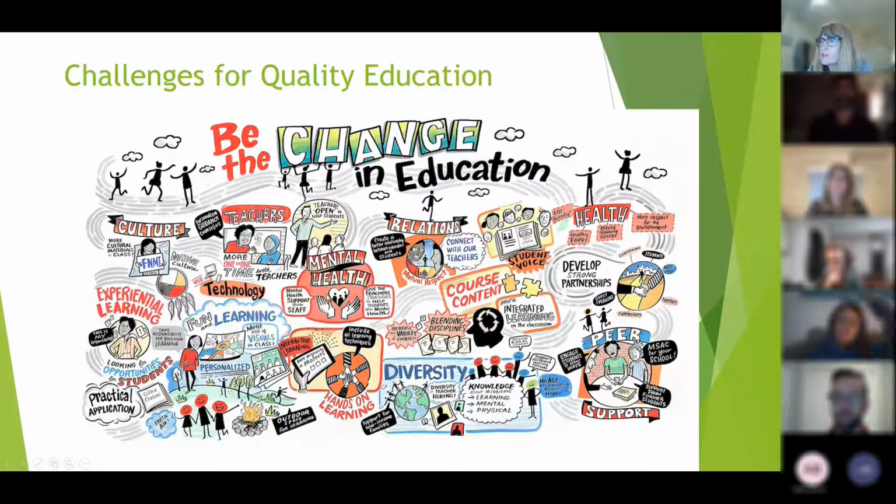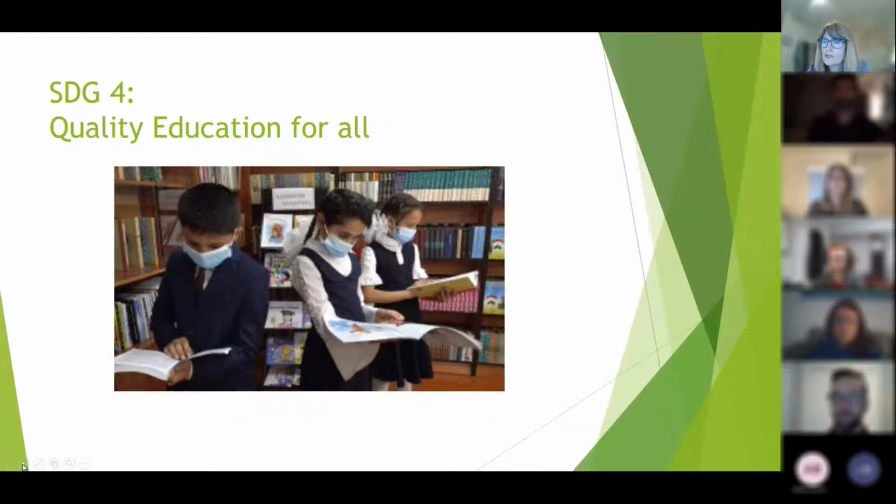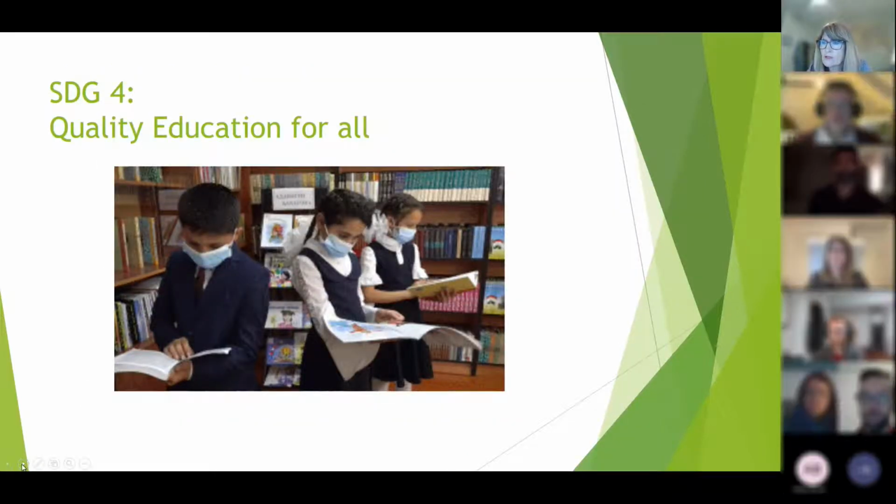How can we manage the mental health of students? Each one of these pictures brings in some of the elements that we need to focus on to actually achieve quality education. Now, as I said, to achieve quality education, we take one step back and we look at the student.